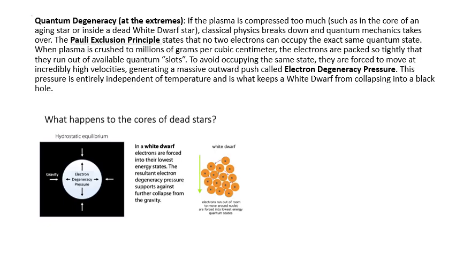Quantum degeneracy. What is this? So it is an extreme situation. What happens is that in small stars, if the plasma is compressed too much, like in a small and aging and dying star, a dead white dwarf star, classical physics breaks down completely, and we have quantum physics and quantum mechanics taking over.